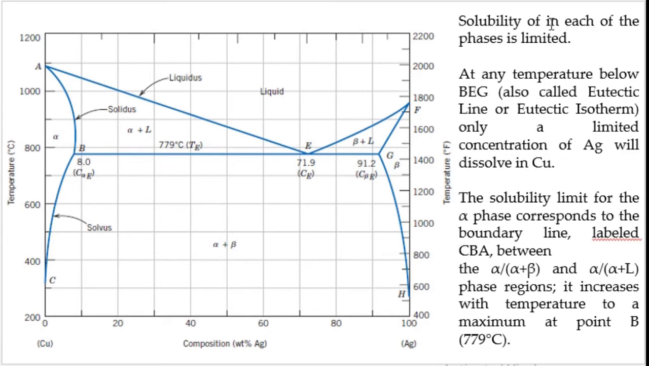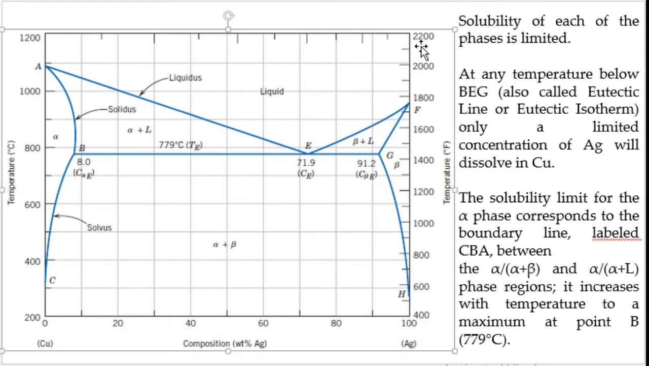Solubility in each of the phases is limited. So as can be seen from the diagram, at any temperature below BEG, which is called the eutectic line or the eutectic isotherm, a limited concentration of silver will be dissolved in copper.